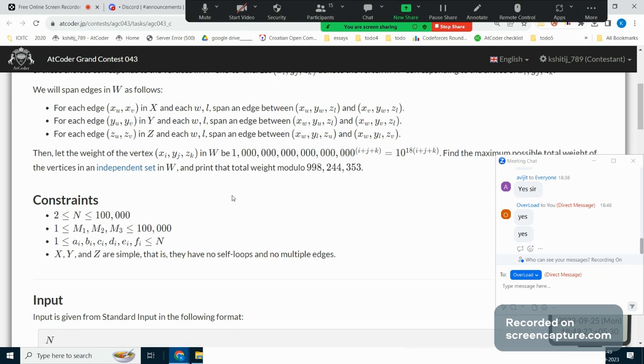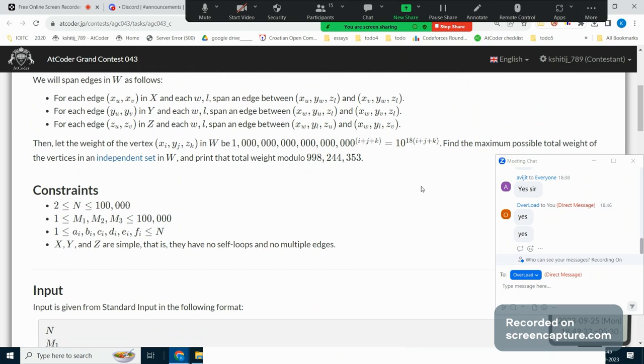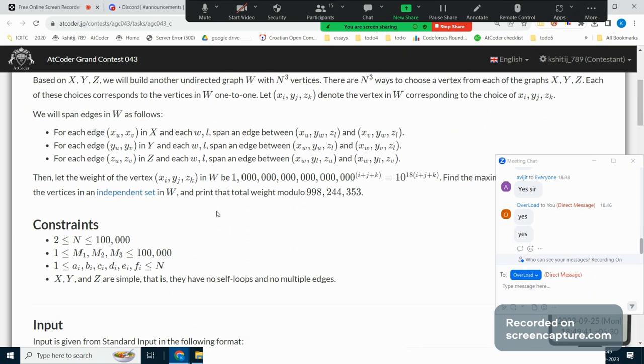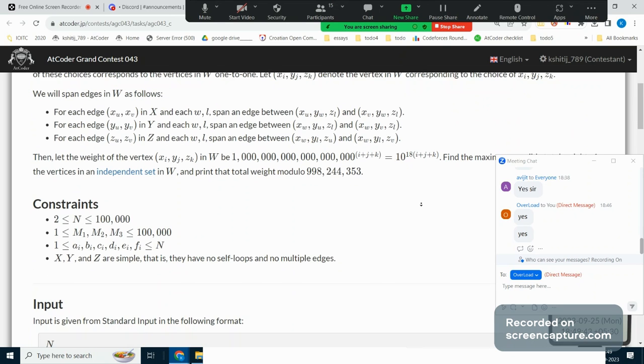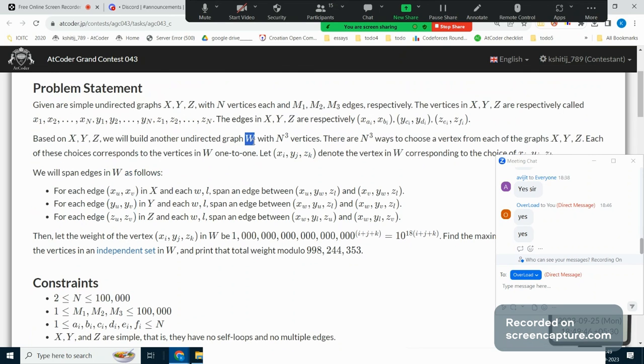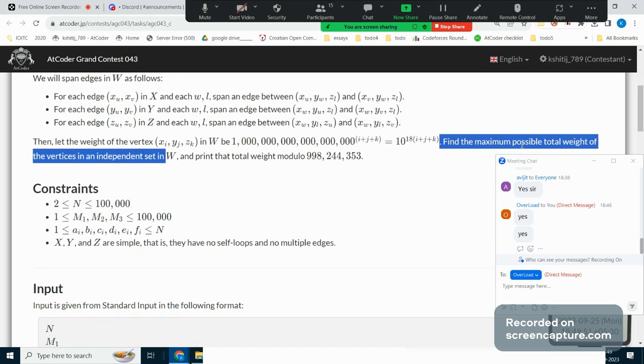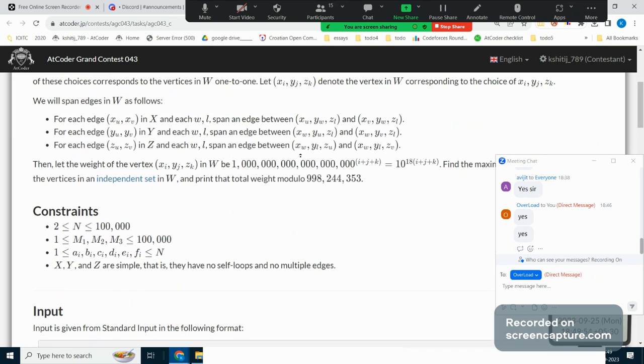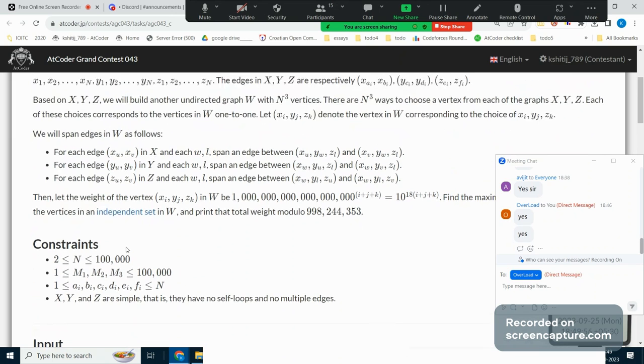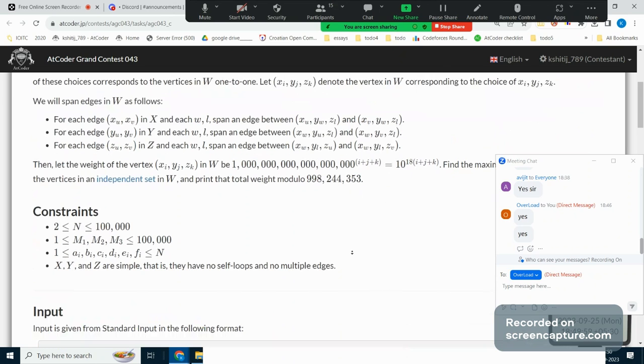And now we let the weight of a vertex xi, yj, zk be equal to 10 to the power 18 into (i plus j plus k). So x1, y1, and z1 will have the least value. These are undirected graphs, by the way. These are not directed. You have to find the maximum possible total weight of the vertices in an independent set in W, and you need to print that total weight modulo something.